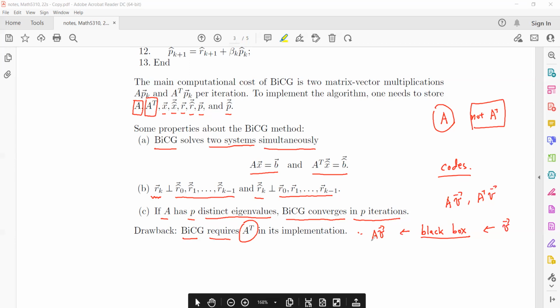We just need a matrix times a vector to run the algorithm. So in some extreme cases, even the matrix A, we don't know, let alone A transpose. This is a drawback. In some applications, only A is available, not A transpose, or in some extreme cases, even A is not available.